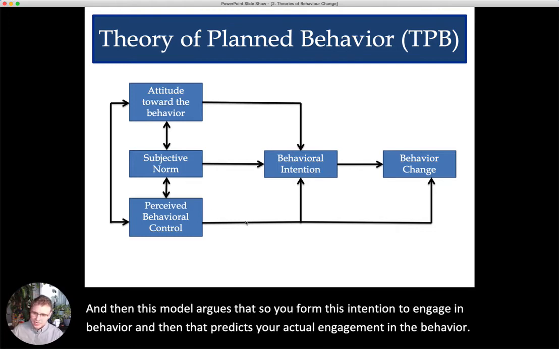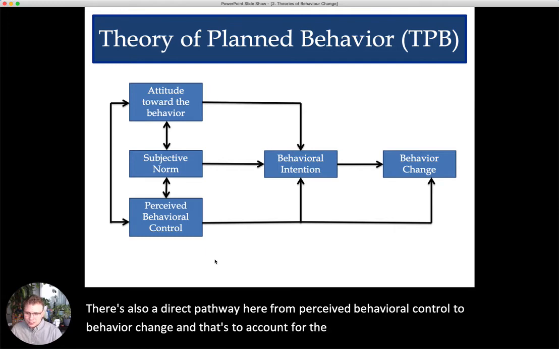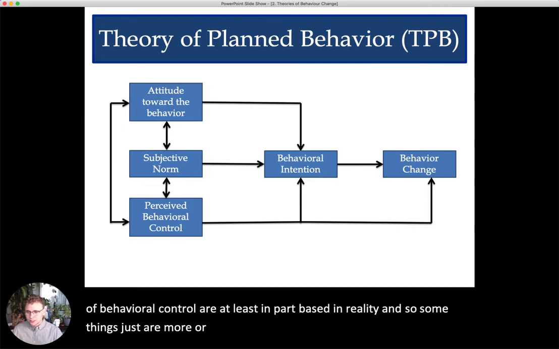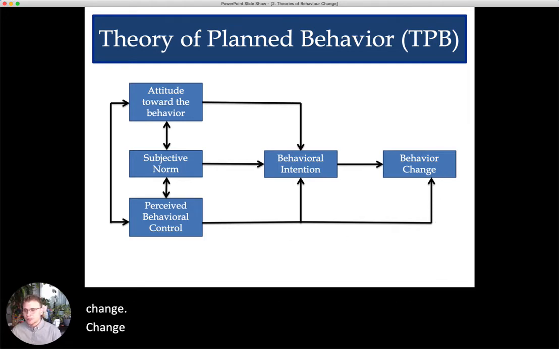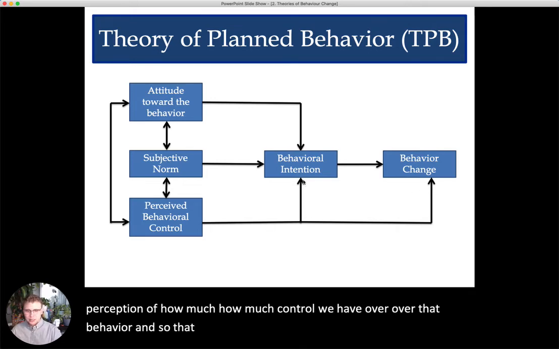There's also a direct pathway here from perceived behavioral control to behavior change, and that's to account for the fact that our perceptions of behavioral control are at least in part based in reality. And so some things just are more or less possible to do. And so there is a direct path in terms of things that are more possible to do. You're more likely to change that behavior. But there also are individual differences in the perception of how much control we have over that behavior. And so that can predict behavior change through behavioral intentions.